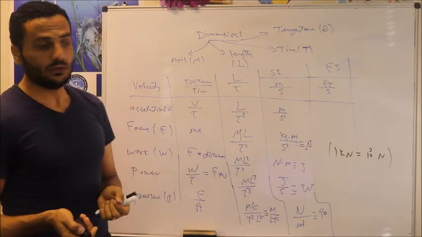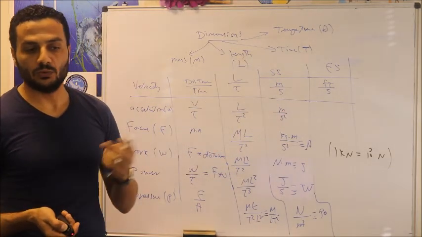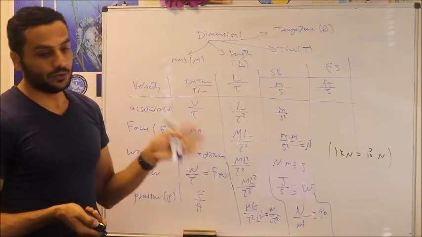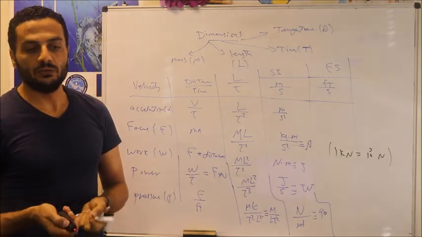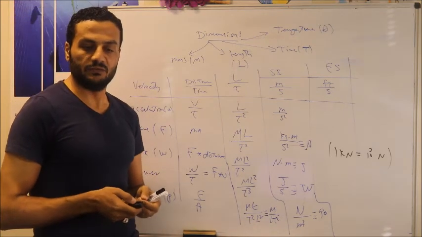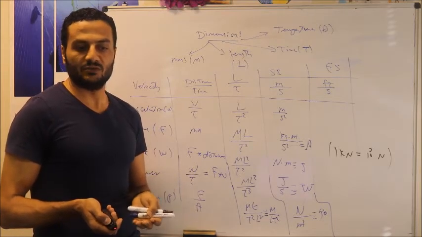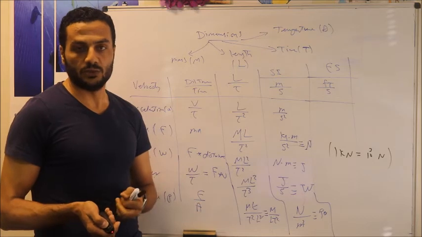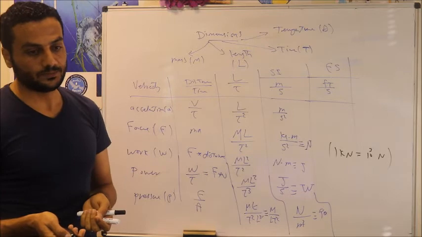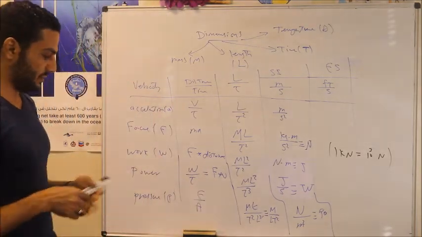Also, work is calculated in joule in the SI system of units. However, in the English system of units, we have calorie. 1 calorie is equal to 4.18 joule. We also have another unit, which is BTU, the British thermal unit, equal to 1.055 kilojoule. I think you have to remember this important conversion from calorie to joule: 1 calorie is equal to 4.18 joule.